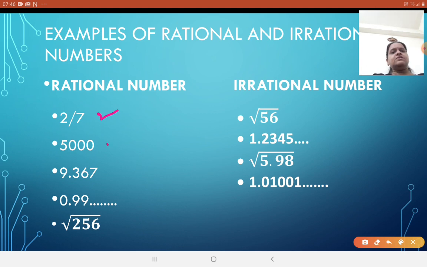What can we say for the second number, 5000? 5000 is a whole number. A whole number is nothing but a rational number. It is a part of the rational numbers.